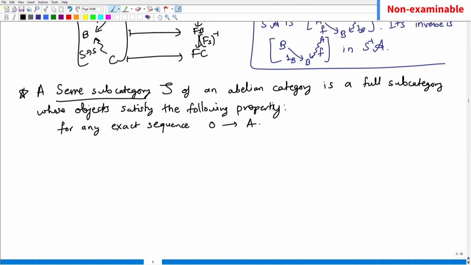0 to A to B to C to 0 in the abelian category, B belongs to S if and only if both A and C belong to S.